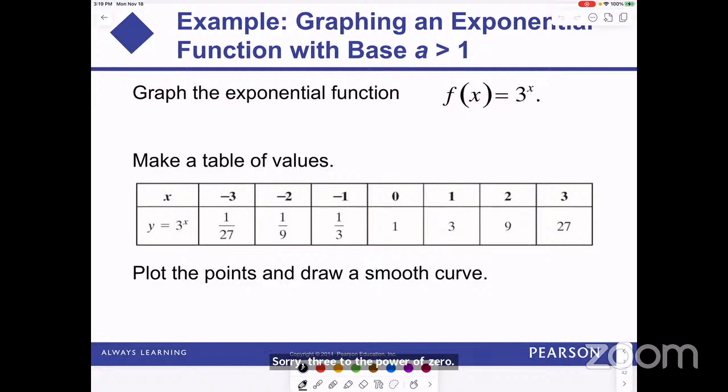And then 3 to the power of -1, right? A negative exponent causes the base to flip. So 3 to the power of -1 is the same as 1 over 3. 3 to the power of -2 is the same as 1 over 3 to the power of 2, so it's 1 over 9. And then 3 to the power of -3 is 1 over 3 to the third, which is 1 over 27.